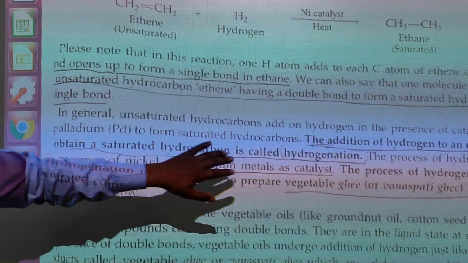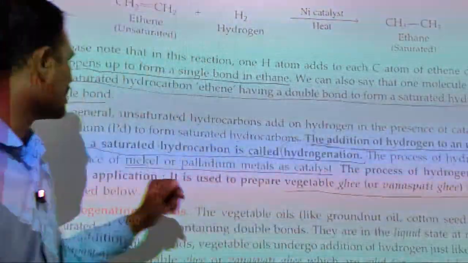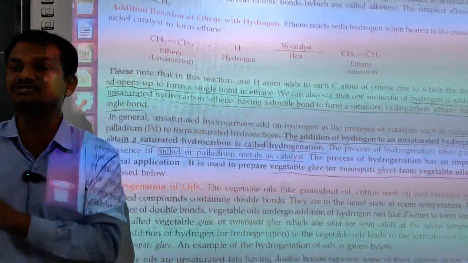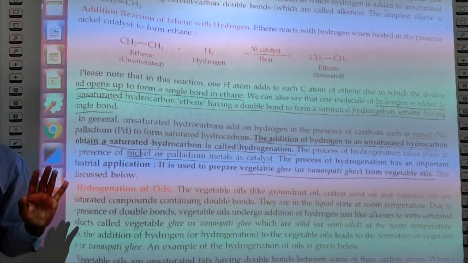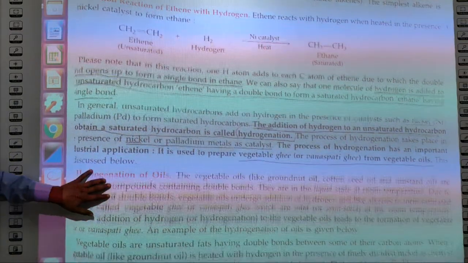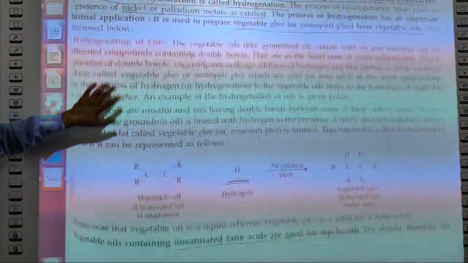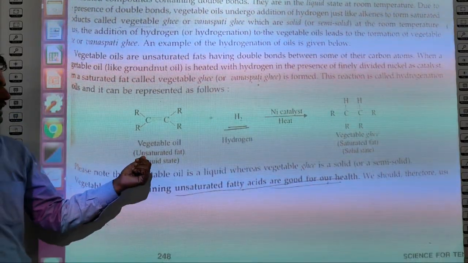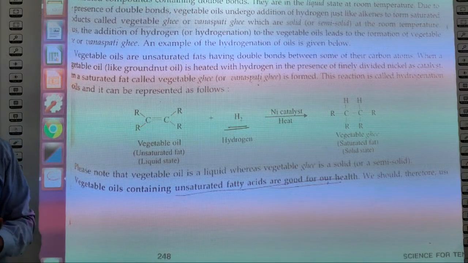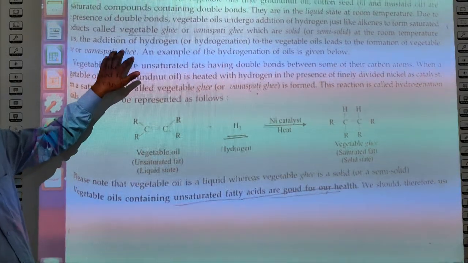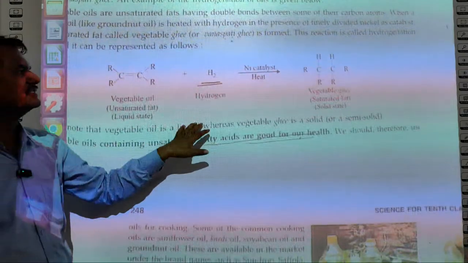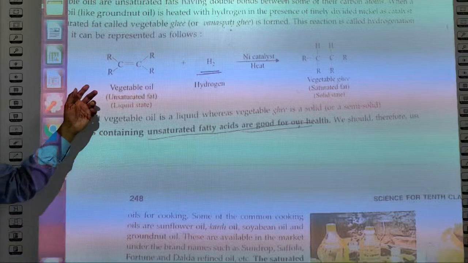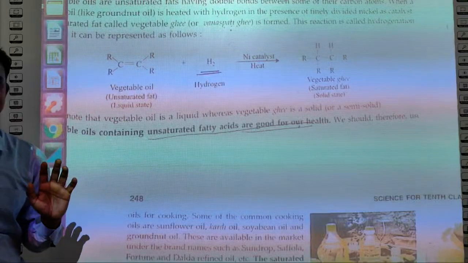The addition of hydrogen to unsaturated hydrocarbons to obtain a saturated hydrocarbon is called hydrogenation. What do we call this? Hydrogenation. And hydrogenation of oil, we have to know. It is important, we should know. Vegetable oils are unsaturated fats. If we do hydrogenation of oil, then it is converted into vegetable ghee. That is called hydrogenation of oil.